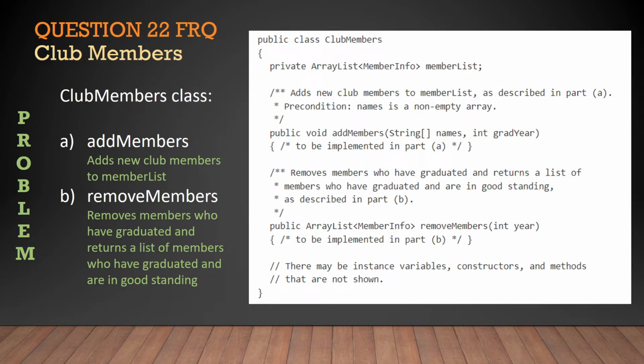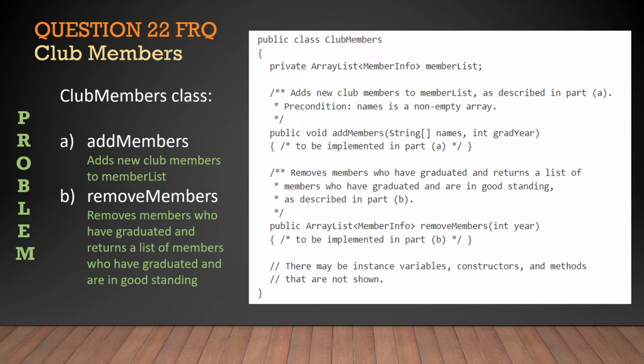We also have another class called ClubMembers. Now this is the main class, the one that uses MemberInfo. This one will basically keep a list of members called memberList. The type is MemberInfo. Now we have two methods which we have to write, addMembers, which will add members to the list, and removeMembers. Two seemingly simple things to write.